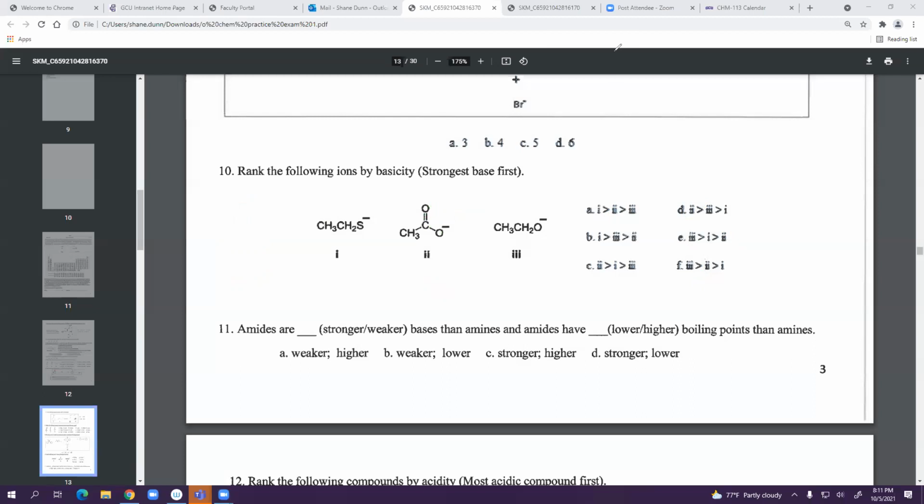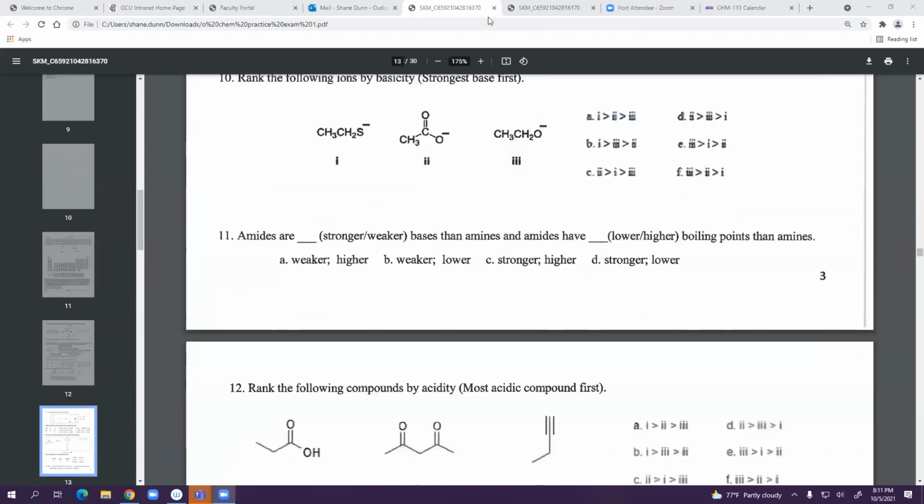So 11 is the exact opposite of the one we did yesterday, right? Okay, amides are what? Stronger or weaker bases? Weaker. They are weaker bases. But they have higher or lower boiling points? Higher.